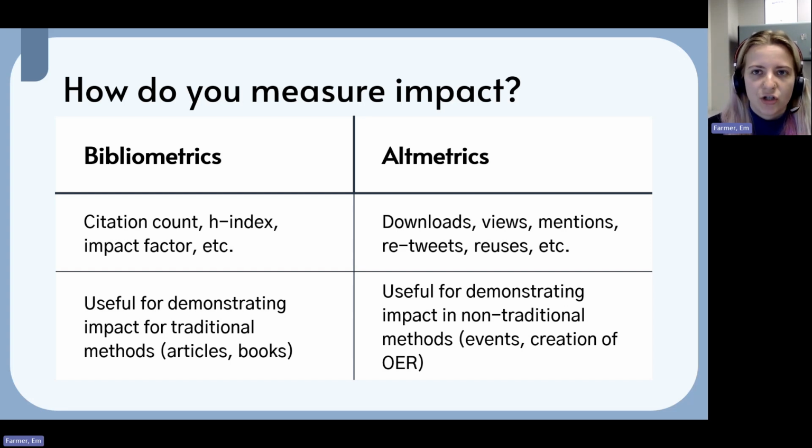Altmetrics is much newer. It's only been around 20-ish years, and bibliometrics have been around since, I believe, the 1960s. So it's much newer. It's not as common or as popular at this point, but it's really growing. Altmetrics are very good if you're, like I said, using non-traditional methods, if you're hosting or putting on events or art shows or galleries or things like that, or if you're creating OER.